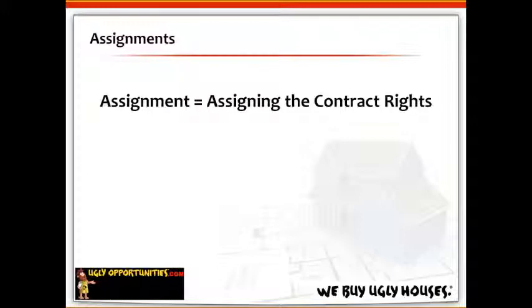An assignment is you're actually assigning the rights of the contract to somebody else. You never actually own the house. You just have a contract to purchase the house, and somebody else that you're going to sell that contract or those rights to is going to close in your place, and you're presumably going to make a spread on that.